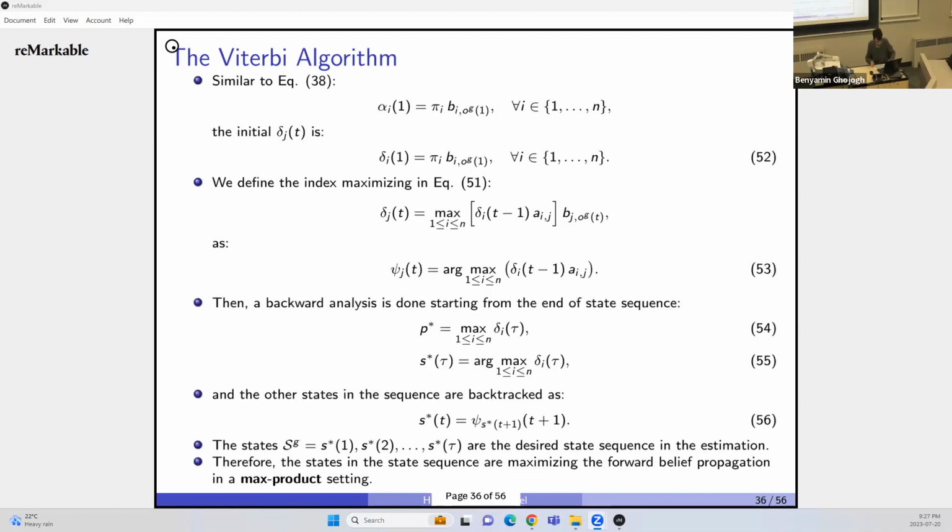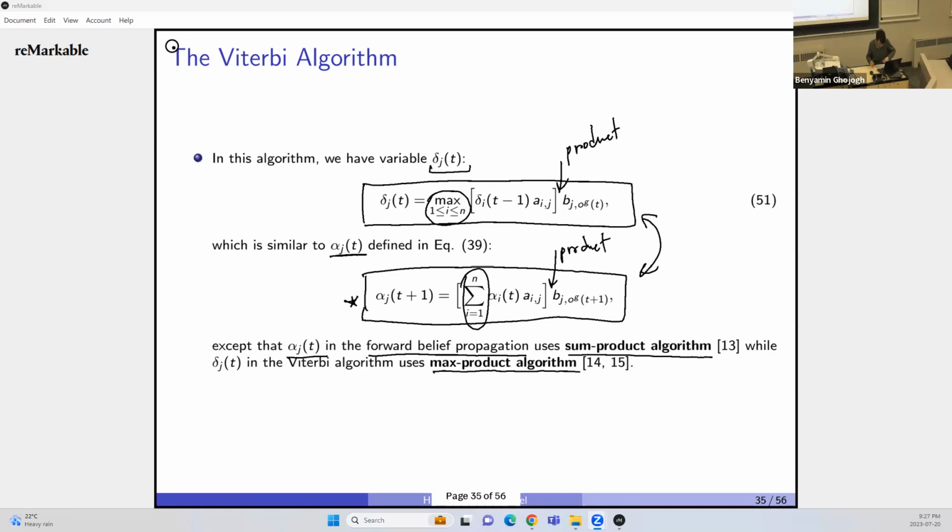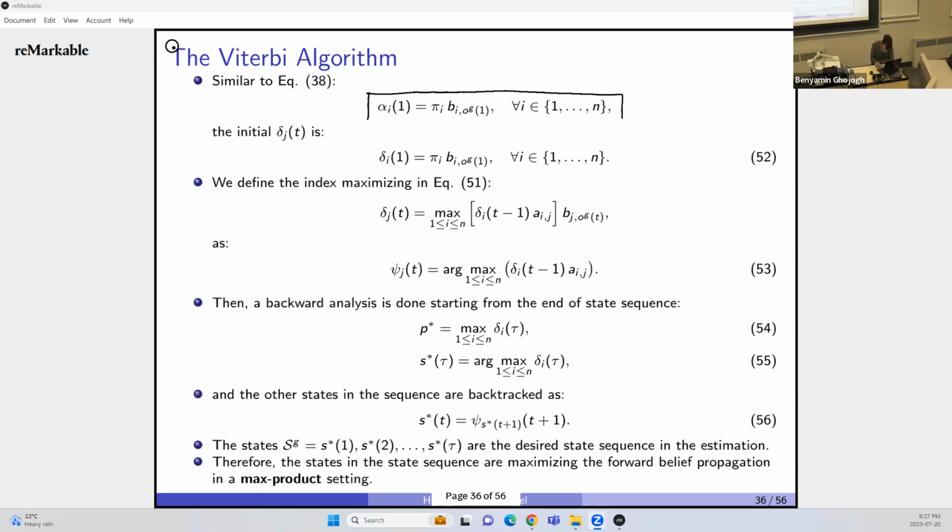Similar to equation 38. So this is equation 38 that we had before. I'm repeating it here. The initial delta JT, we define it to be this. Delta JT, we defined it in the previous slide. Initial, let it be this. Now we define the index maximizing equation 51.